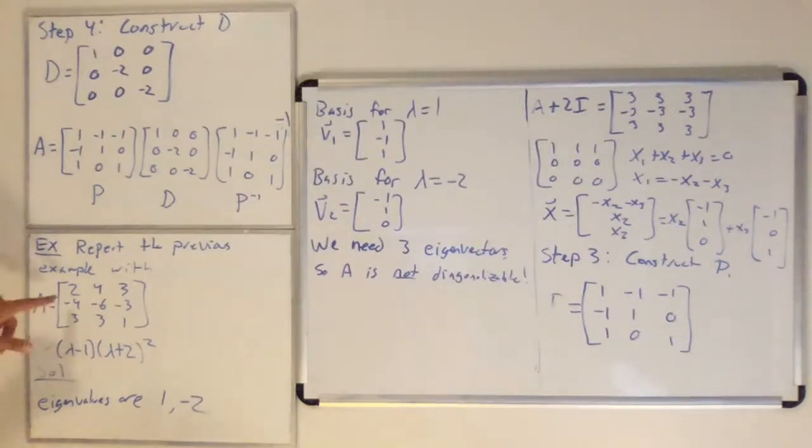Okay, so here's an example of a matrix with a couple of eigenvalues, but it's not diagonalizable. So there are non-diagonalizable matrices.